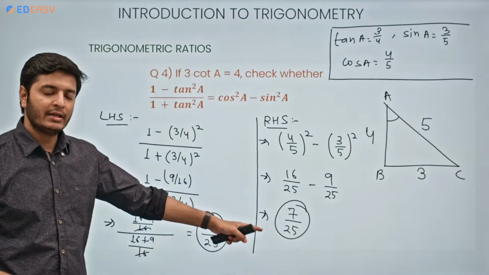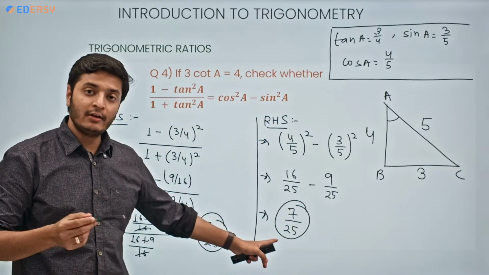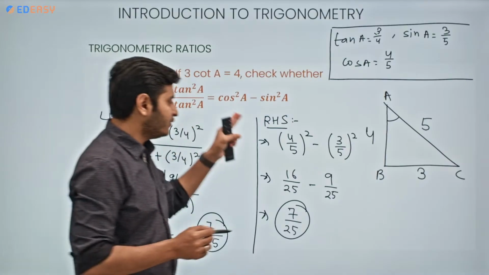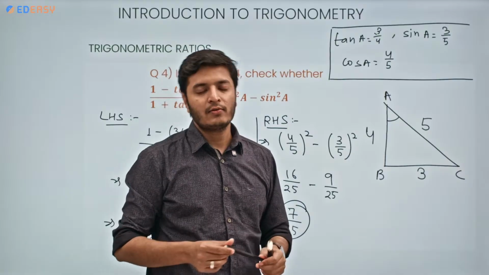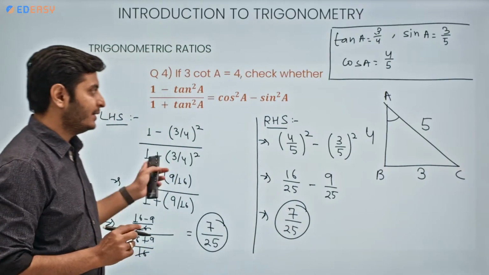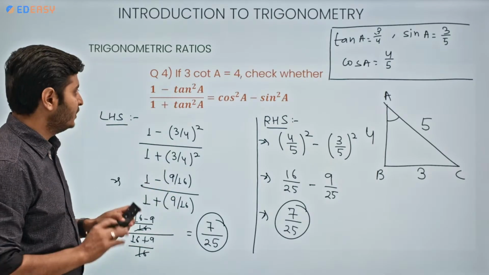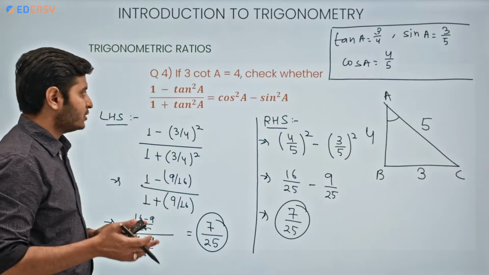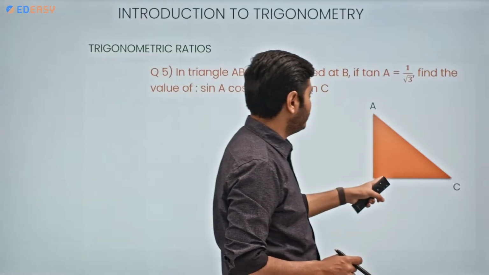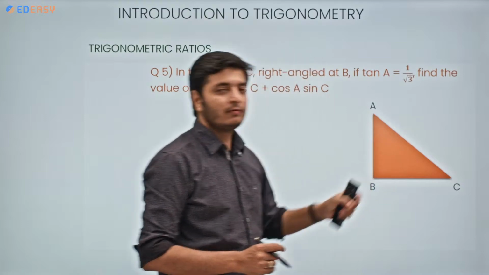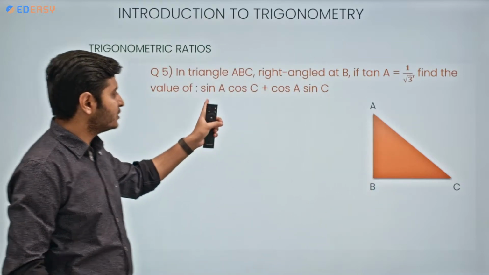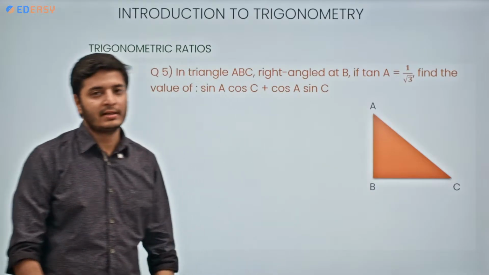Are they equal? Yes, they are. They are equal, correct? So it means this is true. So the given equation is true for all the values of angle A that you need to write in the end. Okay, now this is one type. Next one. In triangle ABC, right angled at B, if tan A is equals to 1 by root 3, find the value of sin A cos C plus cos A sin C.